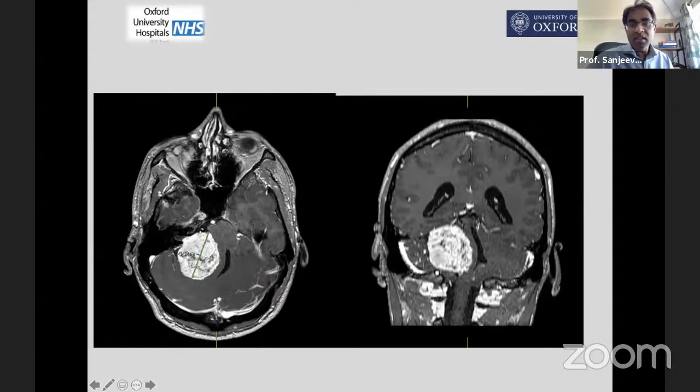And this is what his scan looks like. So quite a sizable tumor, as you can see, it's about 4.5 centimeters. It's got very slight enlargement of the ventricles, not enough for us to put an external ventricular drain in. Although he did have papilledema, what we really wanted to do was deal with the acute problem.